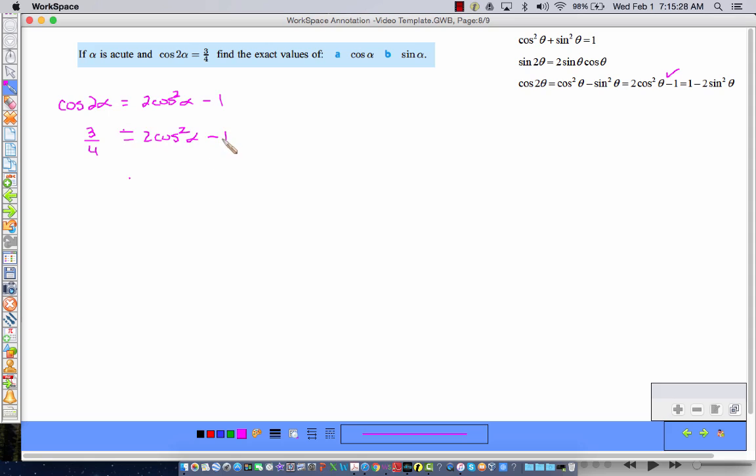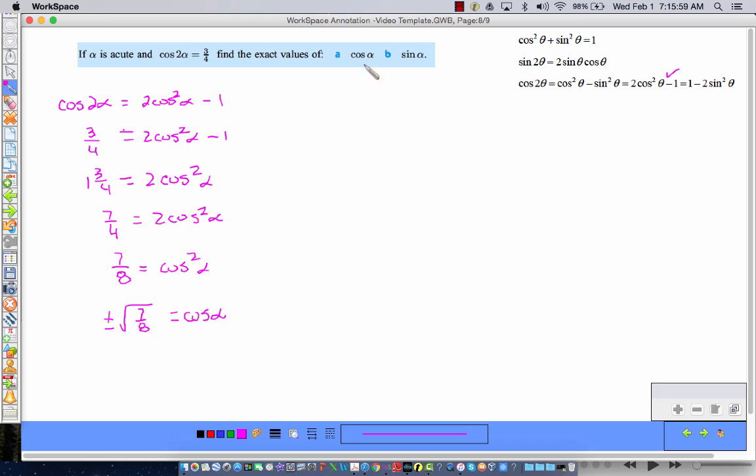If I add 1 to both sides, I get 1 3/4, which is equal to 2 cosine squared alpha. Writing it as 7/4 equals 2 cosine squared alpha is easier to deal with. I divide by 2, I get 7/8 equals cosine squared alpha. So plus or minus square root of 7/8 is equal to cosine alpha.